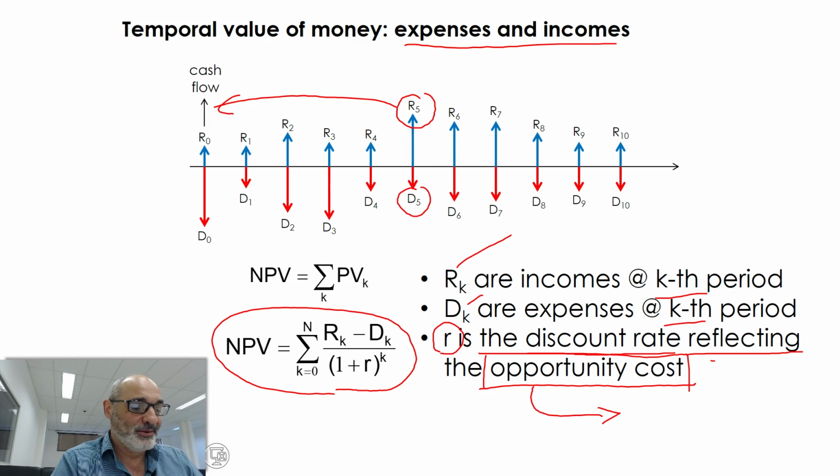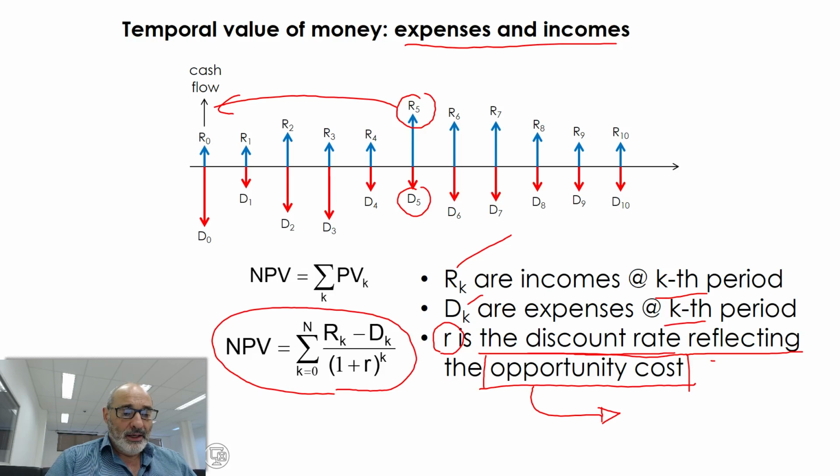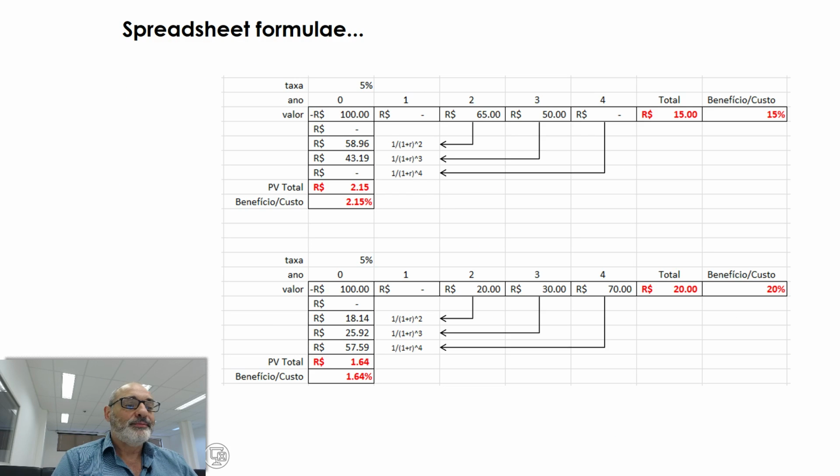Thank you. So, okay. Moving further, the opportunity cost, as I was saying, represents the opportunity that we lost of investing in a virtually zero risk investment such as these types of bonds. Okay.